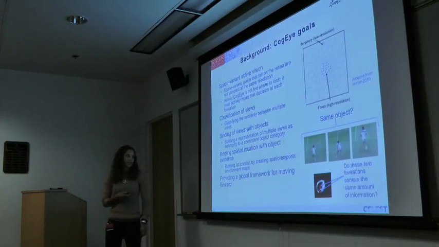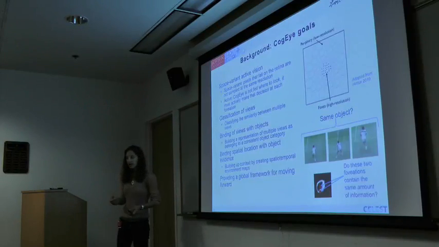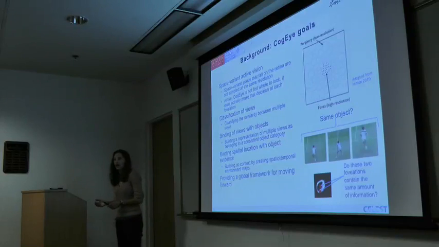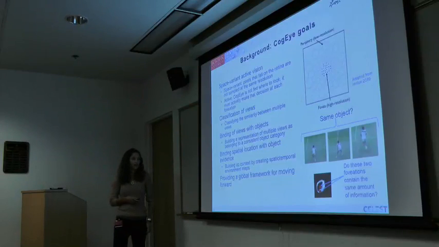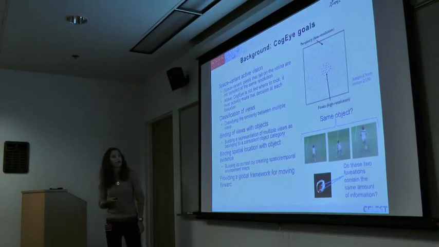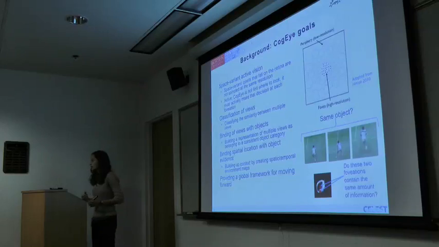So the idea here is to build up this evidence map of, if I'm fairly sure that I'm looking at this object, where should I saccade to make the most of that eye movement? And lastly, to provide a global framework for moving forward. So we want this visual system to integrate with other systems that we're building, such as navigation and path planning.